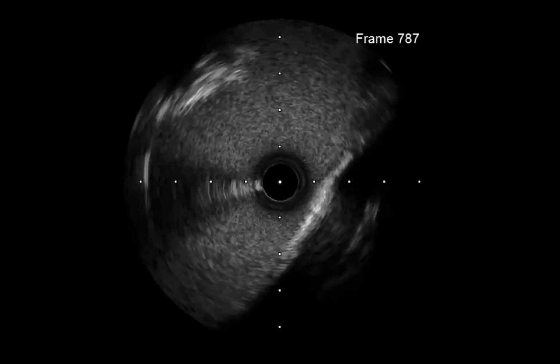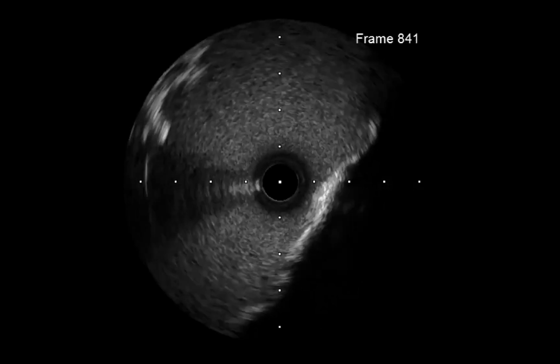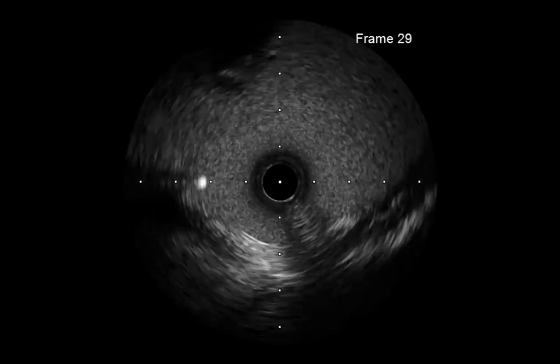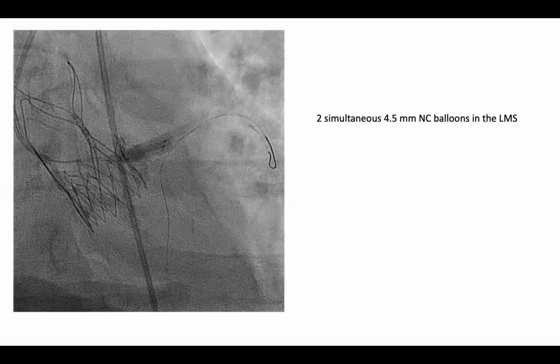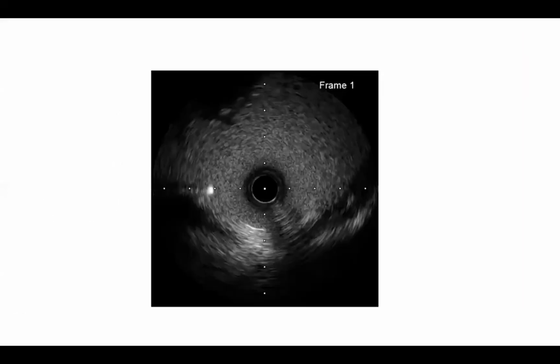So at that time, because the patient's blood pressure was low, she was having chest pain. But in the circumstances, this was the only obvious problem, which was a significant stenosis in the mid left main with a minimal luminal area of 5.1 millimeters square. So do you think that is sufficient to put anyone in cardiogenic shock?